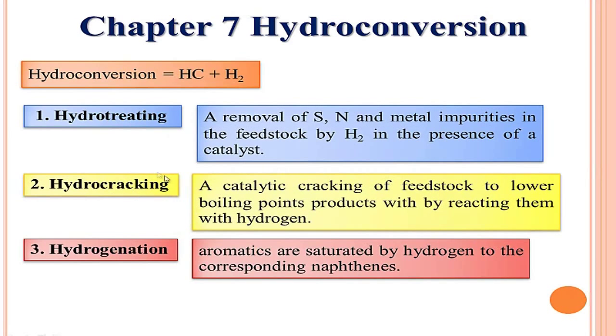The second type is hydrocracking, which I think we mentioned before in chapter 5. This kind of reaction is using hydrogen to crack down the feedstock to obtain lower boiling point range of products. And the last type of hydroconversion is hydrogenation reaction. This reaction is to saturate the olefinic and aromatic feedstocks.